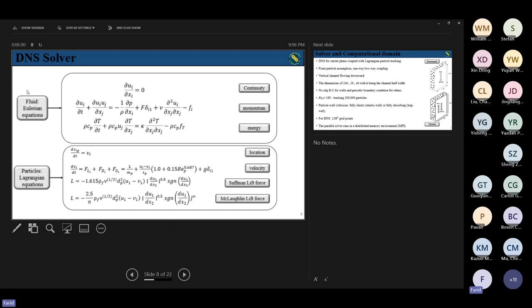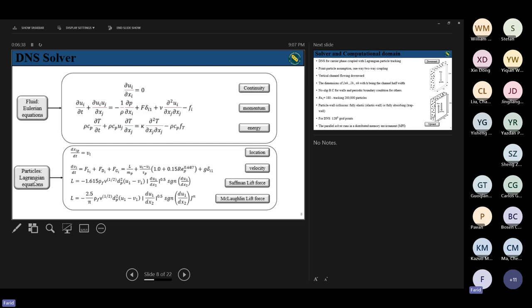For the DNS solver, you can see here the Eulerian equations of the fluid flow: continuity, momentum, and energy. I just wanted to mention that we have one-way and two-way coupling between the two phases, and this F in the momentum equation of the fluid flow represents the effect of particles on the fluid flow, and we have the same for the energy equation. I'm not going to go through the heat transfer for this presentation, but I just wanted to mention how we can modify this equation for two-way coupling between the particles and the fluid flow.